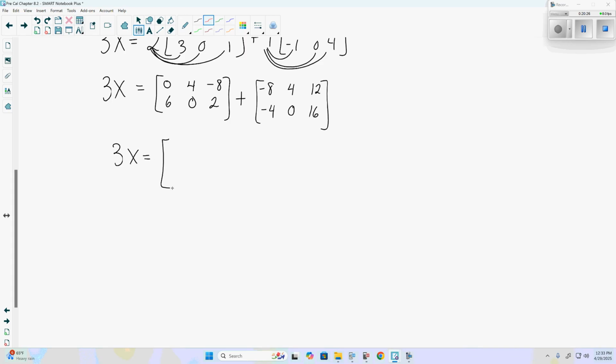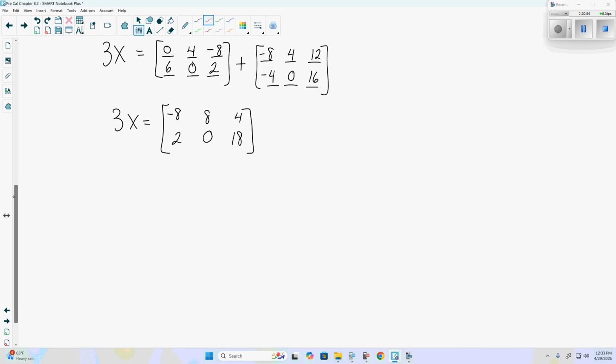Next, we're going to add these two together. So we, again, add corresponding elements. 0 plus -8 is going to be -8. 4 plus 4 is 8. -8 plus 12 is going to give us 4. Our 6 plus -4 is going to be 2. 0 plus 0 is going to be 0. And lastly, 2 plus 16 is 18. Questions on how we got to the fact that 3x is equal to this matrix here?